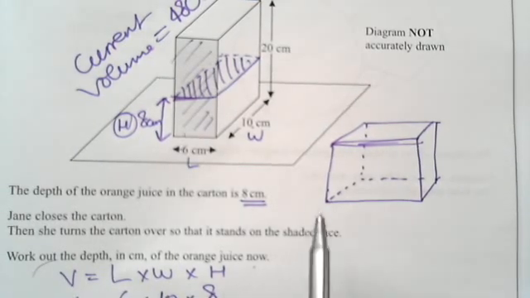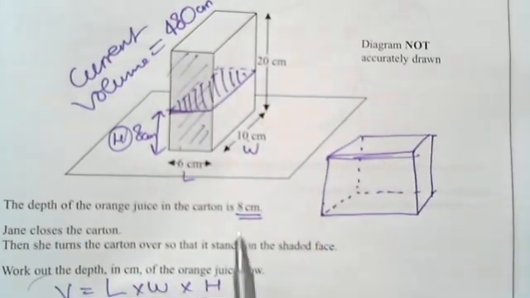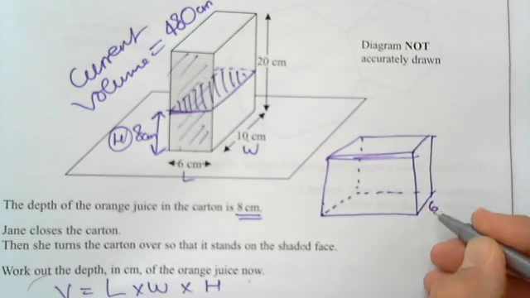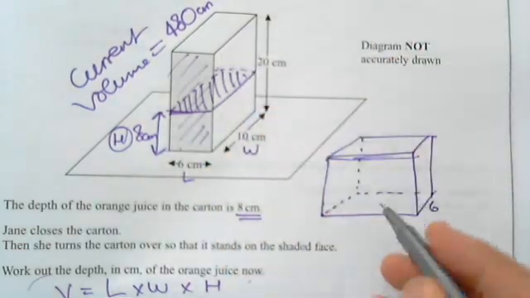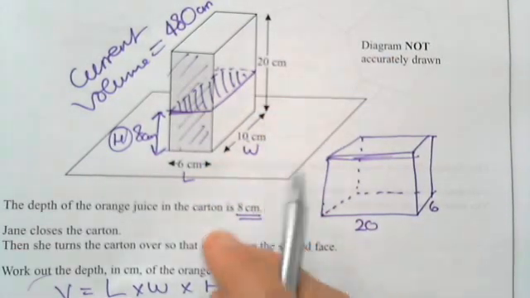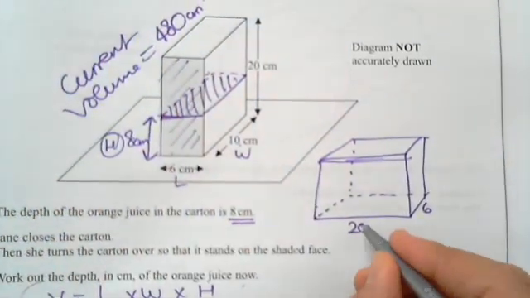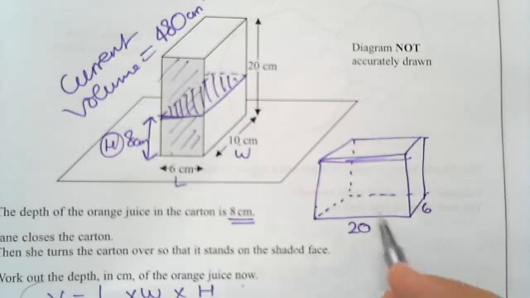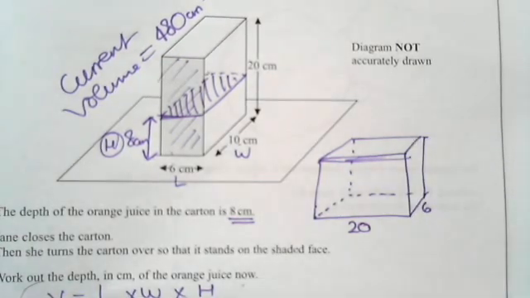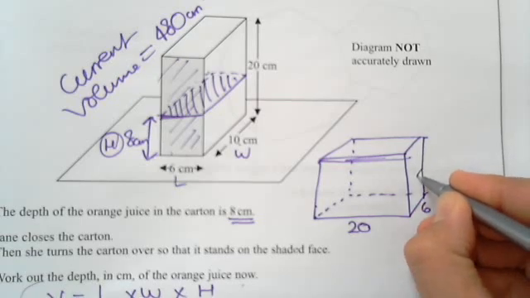Okay, now if you look at the original diagram here, that 6 here will be here, and the height of 20 will now be the length. So this will be 20, that will be now sitting on the floor, sitting flat, 20, and we need to work out the depth. So the thing that we need to work out is, how high will the juice be now?